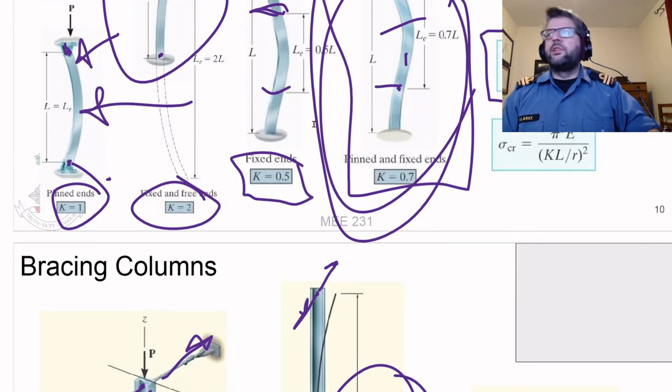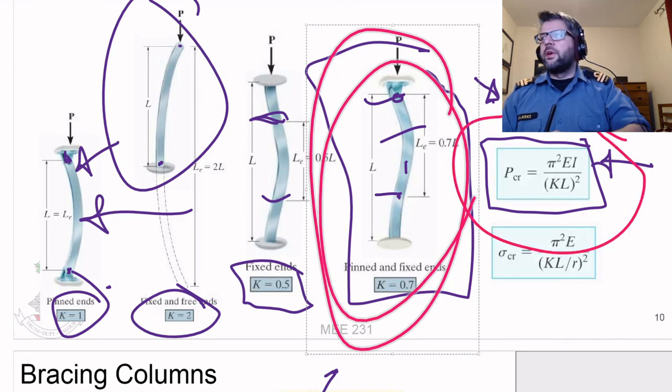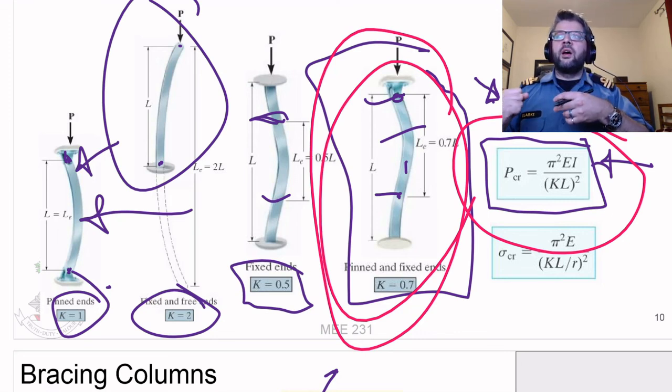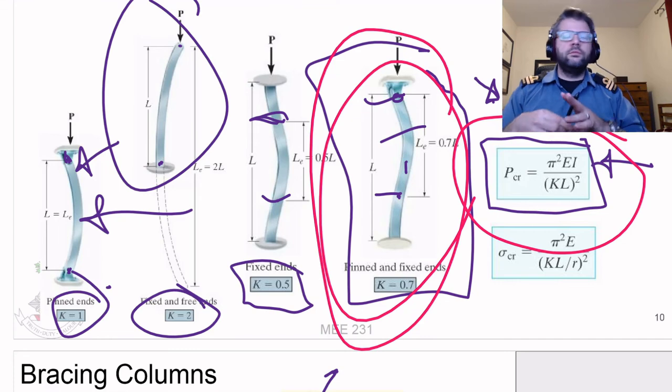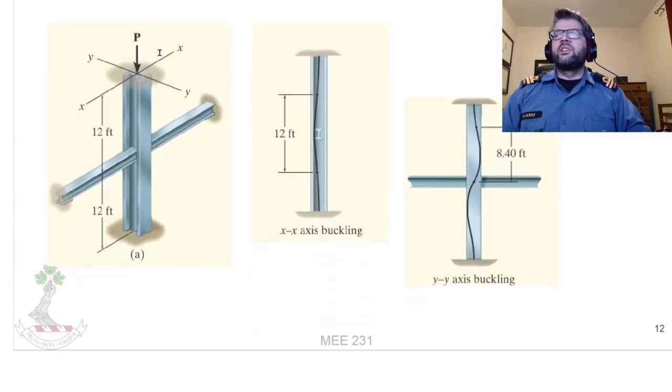So basically you just need to solve the critical load equation here for both of those scenarios using the I and the K for either scenario. So for example, you can do that. You could also say brace it at the midpoint like this.